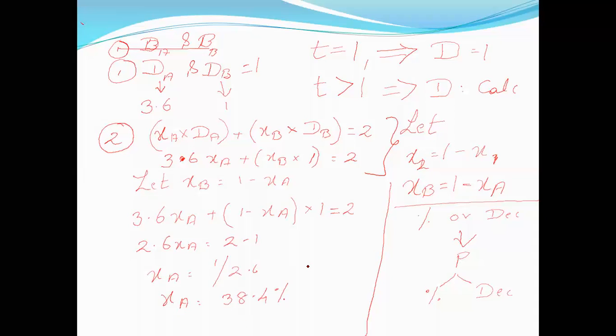XB, how do you calculate XB? Substitute the value of XA in this particular equation. When you substitute the value of XA, it becomes 1 minus, this is not 38.4, you have to write it as 0.38. If you substitute the value here, you get 61.5.